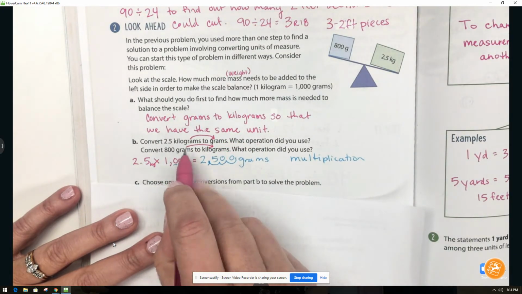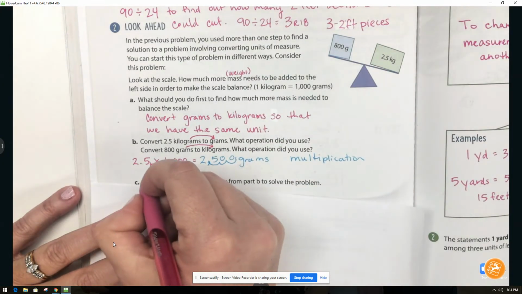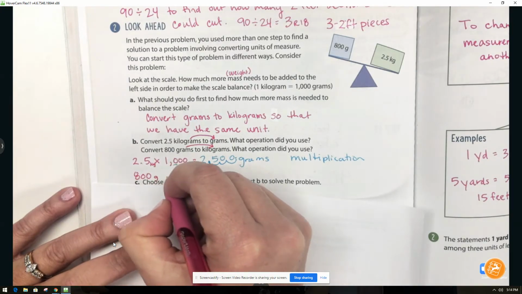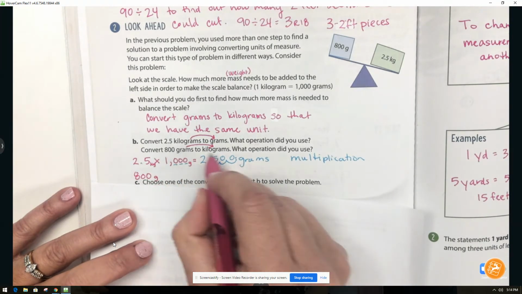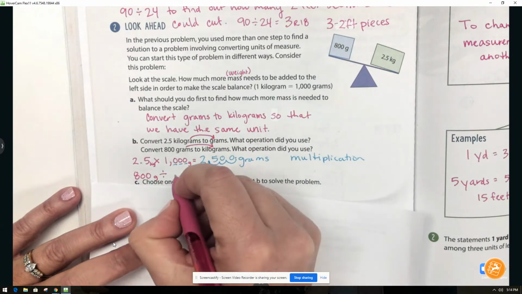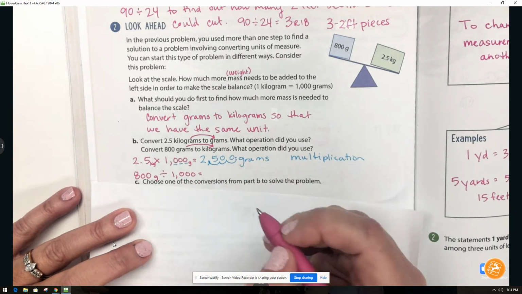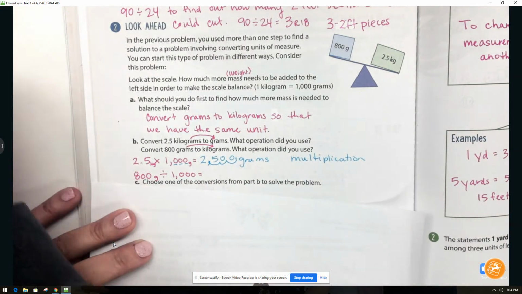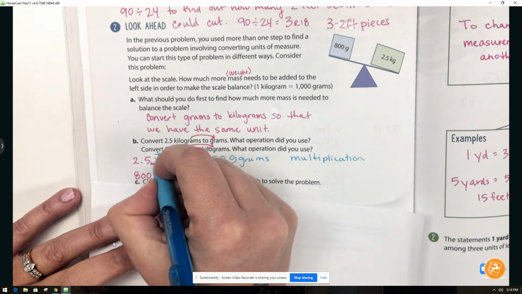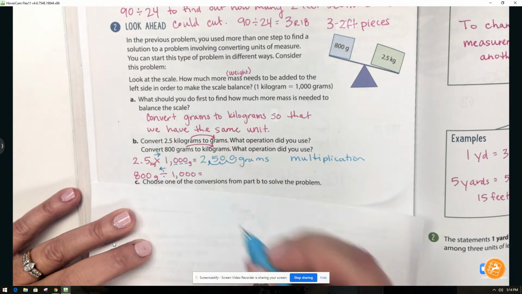Now this time we're going from the smaller unit of the gram to a kilogram. So we know that we have 800 grams. And so if we're going from a smaller unit to a larger unit, we're going to divide. And we're going to divide by the number of grams in 1 kilogram. Now, when we multiply, the decimal moves to the right. When we divide, the decimal moves to the left.